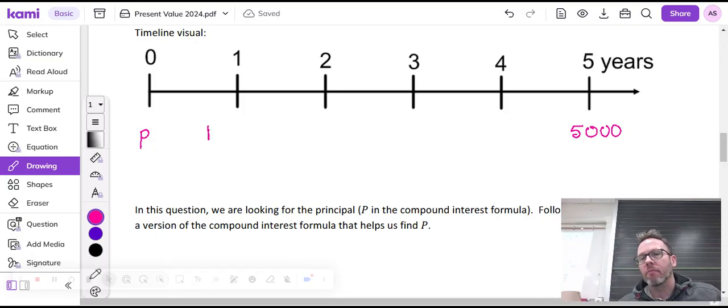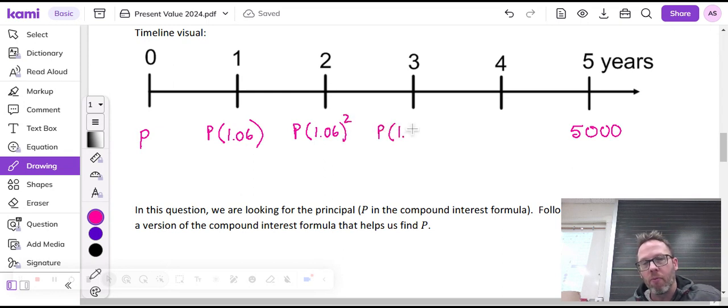After 1 year, whatever Bryden's investment would be, that investment times 1.06. And then in 2 years, 1.06 squared. And in 3 years, 1.06 cubed. And in 4 years, 1.06 to the power of 4.